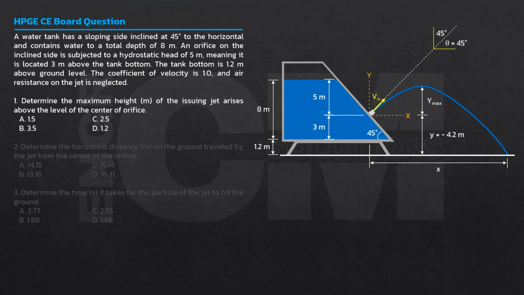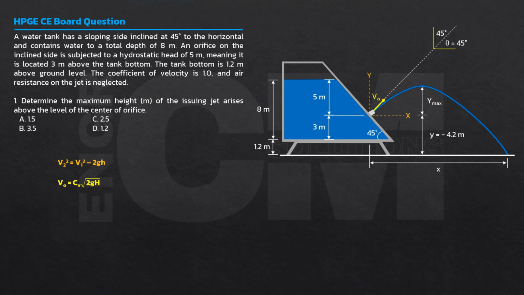Let's call it y max. The involved formula here is the dynamics formula. But the velocity at the peak point, the y component of velocity is 0. At the peak point, our velocity is completely horizontal. The formula we prefer to use is the dynamics formula v2 squared equals v1 squared minus 2gh. So the final velocity in terms of y is 0. We need the initial velocity, and that is VO.